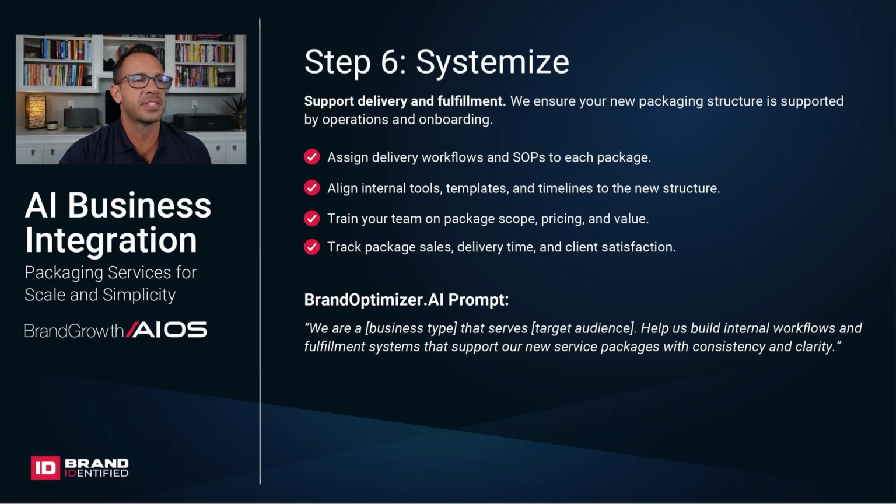And then finally, step number 6 is to systemize all this. So support delivery and fulfillment. We ensure that your new packaging structure is supported by operations and onboarding. So assign delivery workflows and SOPs to each of those packages, align internal tools, templates, and timelines to the new structure, train your team on package scope, pricing, and the value behind each of those, and then track package sales, the delivery time, and the client satisfaction. And then as always, I've given you another BrandOptimizer.ai prompt to use over there in that custom GPT.